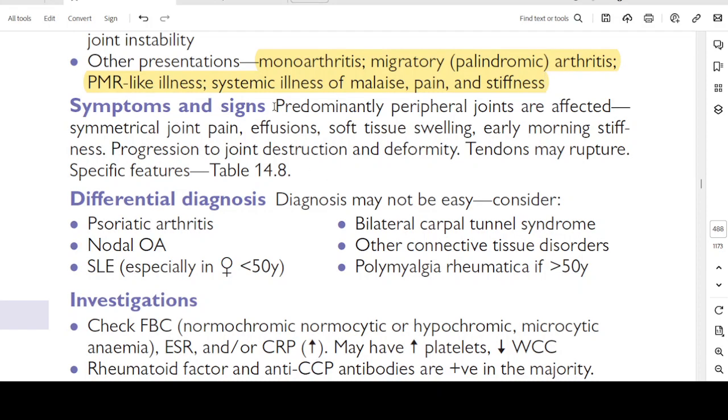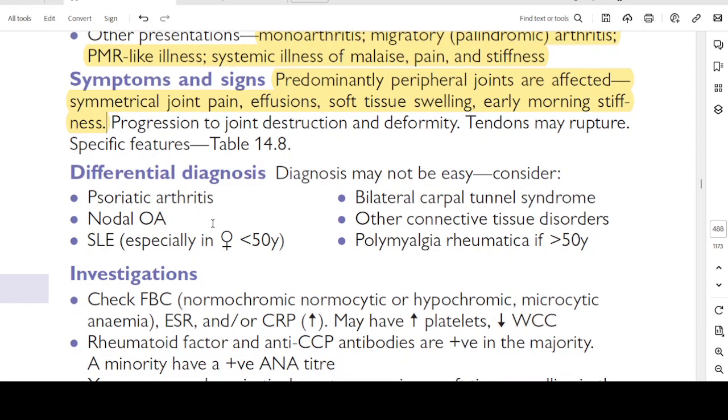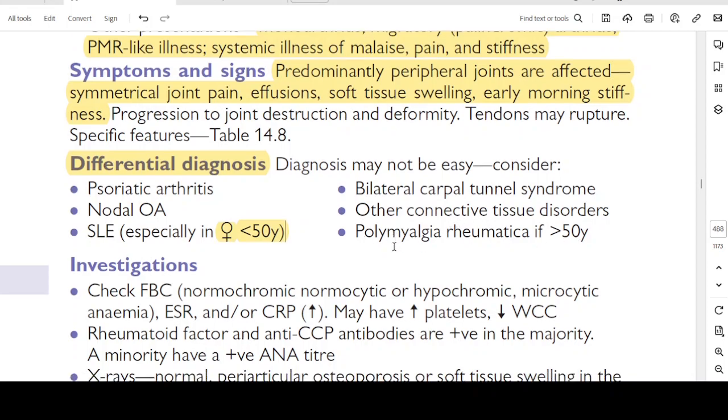Symptoms and signs: predominantly peripheral joints are affected, symmetrical joint pain, effusion, soft tissue swelling, early morning stiffness, progression to joint destruction and deformity. Tendons may rupture. Specific features are listed in table 14.8. Differential diagnosis of rheumatoid arthritis: diagnosis may not be easy. Consider psoriatic arthritis, nodal osteoarthritis, SLE, especially in females less than 50 years, bilateral carpal tunnel syndrome, other connective tissue disorders, polymyalgia rheumatica if more than 50 years.